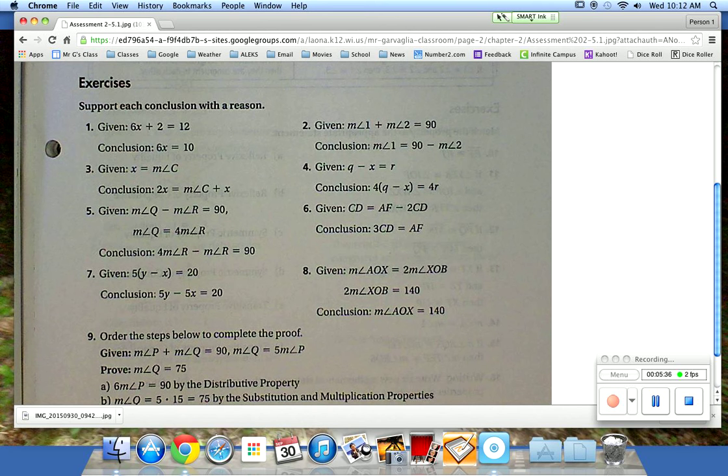Number 2: the measure of angle 1 plus the measure of angle 2 equals 90. The conclusion is that the measure of angle 1 equals 90 minus the measure of angle 2. What did we do? Another subtraction property, right? We subtracted. Do you see how we get those?